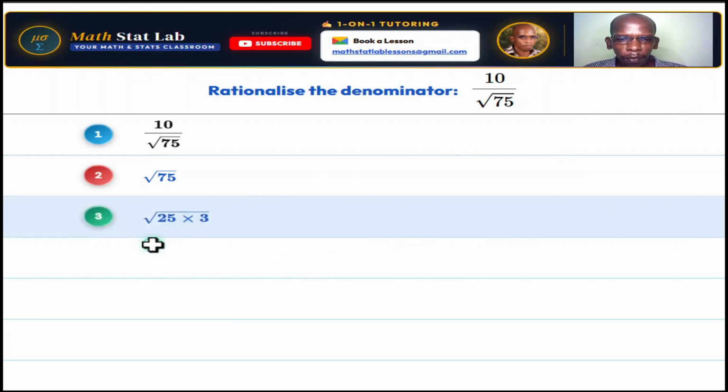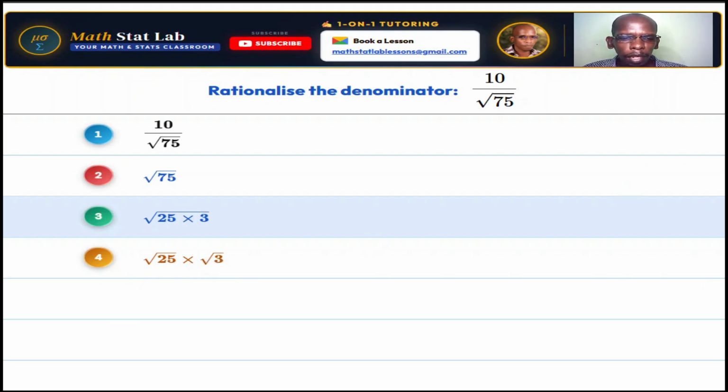Now I can write 75 as 25 multiplied by 3, with the root over it. Expanding this, it becomes the root of 25 multiplied by the root of 3, because both numbers inside the root keep the root when separated. We already know the square root of 25 is 5, and the square root of 3 doesn't have an exact square root because it is a surd.